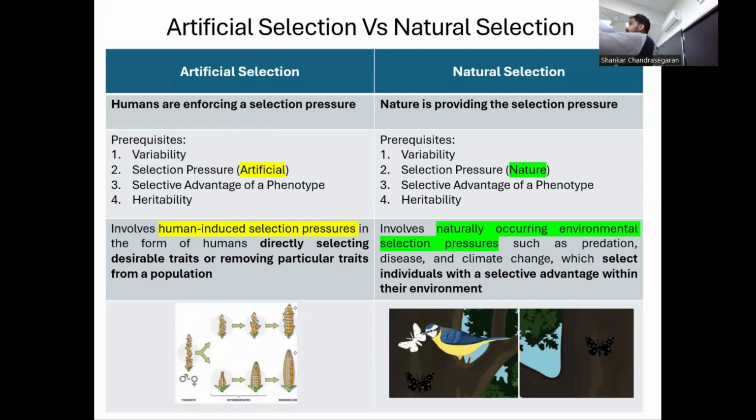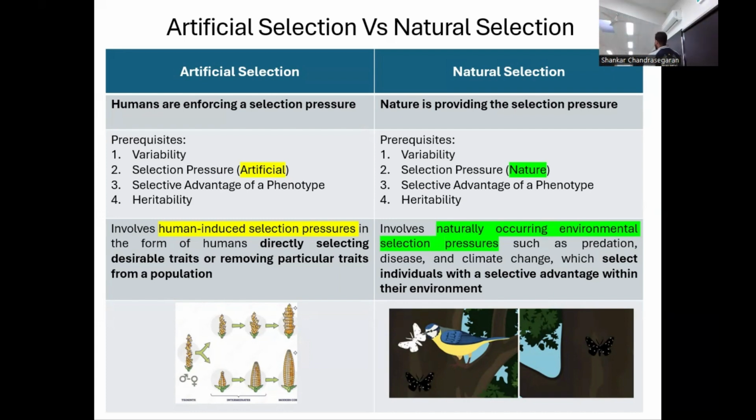All right. For artificial selection, the humans are enforcing a selection pressure. For natural selection, nature is providing it. But otherwise, there are a lot of similarities in terms of their prerequisites. They are both a form of selection, so both still require the prerequisites. The first thing is variability.